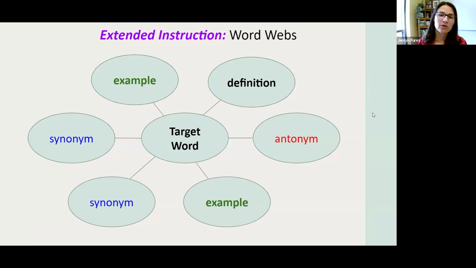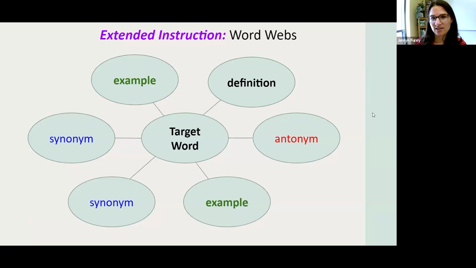So word webs are a great way to do this, even in the early grades, where they might not actually be able to read what we're writing on the board. We're still going to use either a dry erase board or a smart board to represent what we're talking about through these verbal conversations. So this can look a lot of different ways.